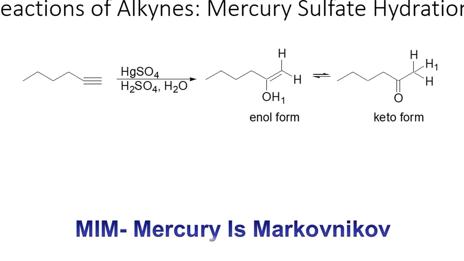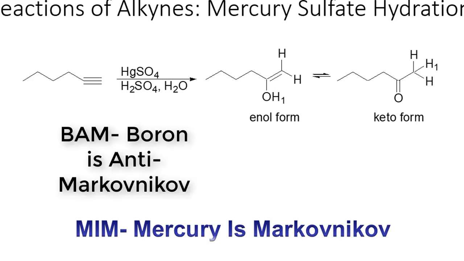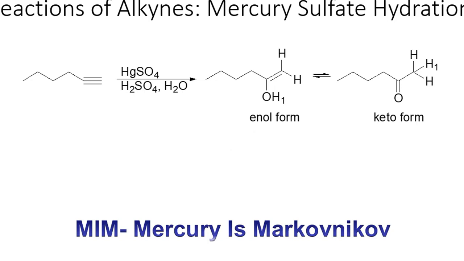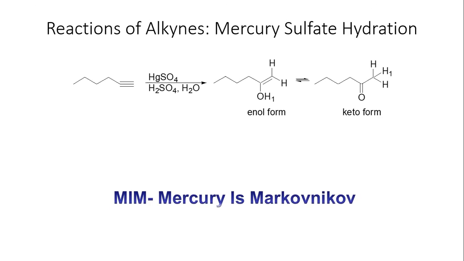We're not going to go through the mechanism, but I do want to remind you that mercury adds in a Markovnikov fashion. So you remember from the alkene video, BAM and MEM, right? BAM is boron, is anti-Markovnikov. MEM is mercury, is Markovnikov. So it's a Markovnikov addition of H and OH across the triple bond. That's kind of the essence of what's happening here.